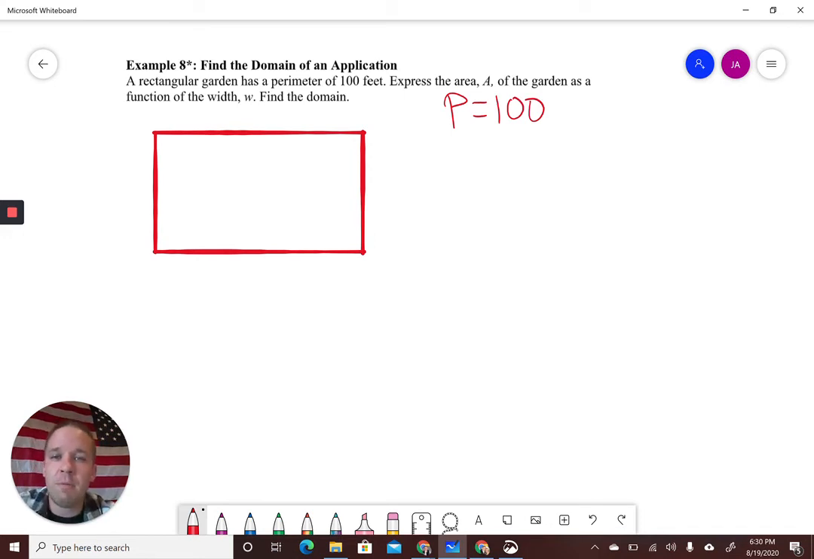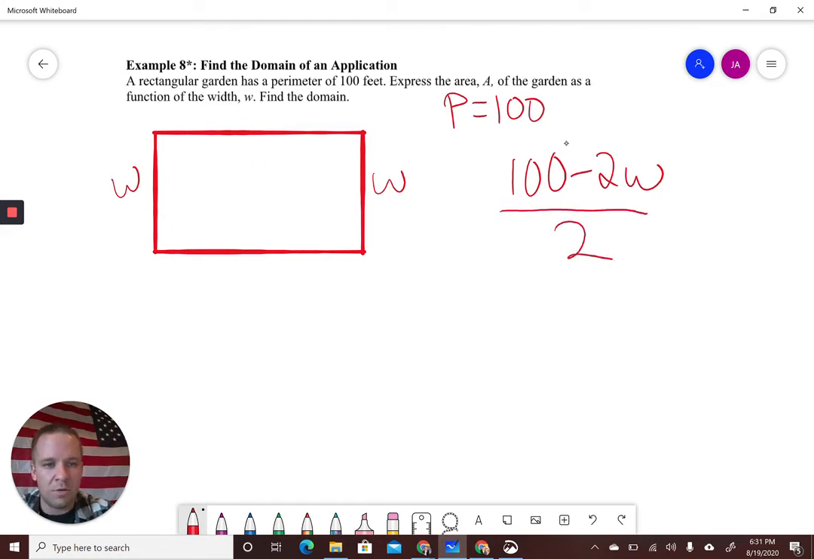Okay, so my perimeter is 100. Let's say this is my width. And if it's a rectangle, the opposite sides are congruent, right? Now, for my length, I don't want to introduce another variable, but what if I say this? My perimeter was 100, and if I subtract 2 widths, that's what I'm left with for the fencing I could use for the garden. And I want to divide that equally between both sides here and here. So if I divide this by 2, that's my length. Everything's divisible by 2, so I can make it 50 minus W and 50 minus W.